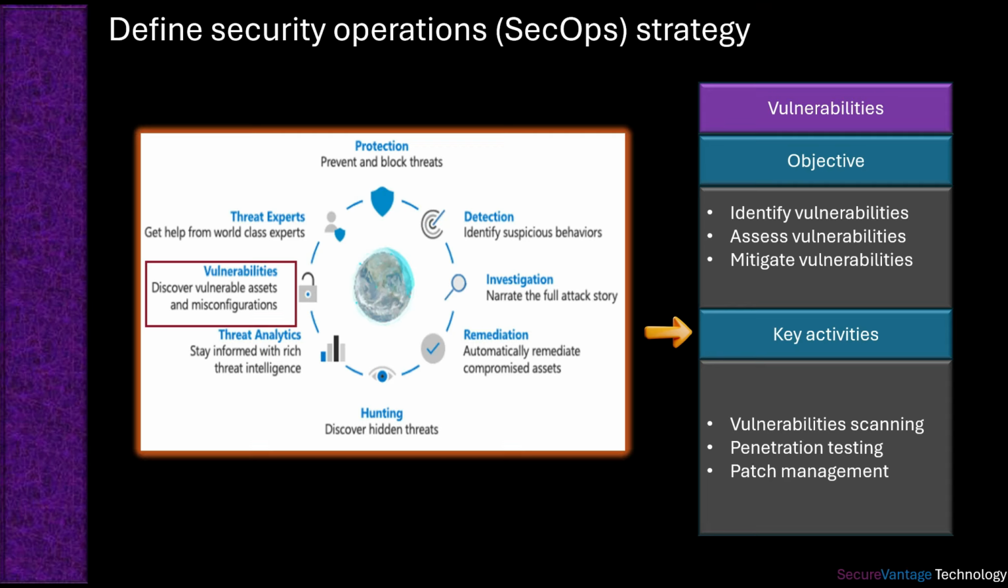In the vulnerability scanning, organizations regularly scan systems to identify known vulnerabilities such as outdated software or misconfigurations. In the penetration testing, organizations simulate attacks on systems to uncover vulnerabilities that might not be detected by automated tools. And in the patch management, administrators prioritize and apply patches to fix vulnerabilities as they are discovered.